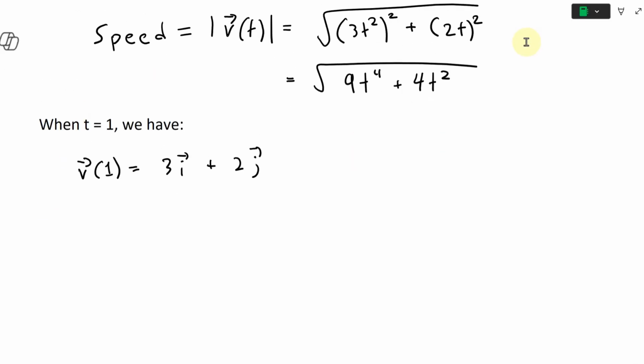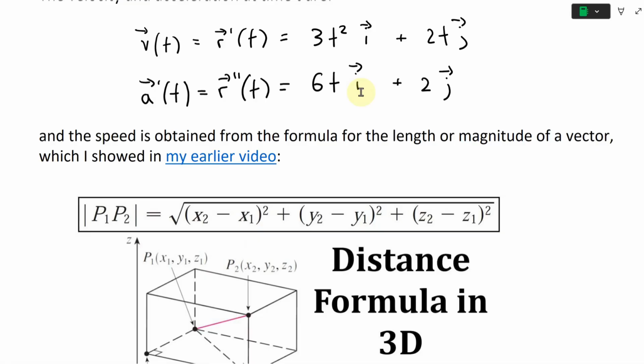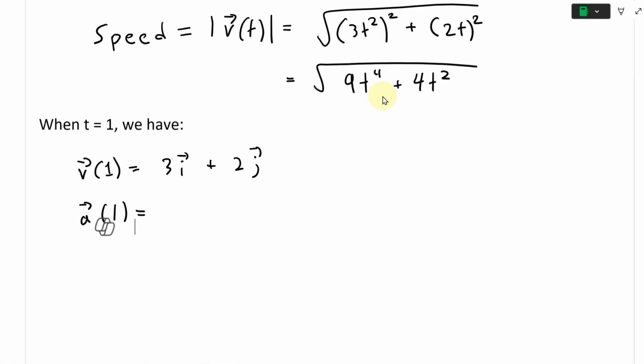All right, and then the a value, that's just going to be the acceleration. I'll put it like this, actually. So acceleration at 1, we'll plug that in. So this is going to be 6 times t times 1, so 6 and 2. So that's just going to be 6i plus 2j.